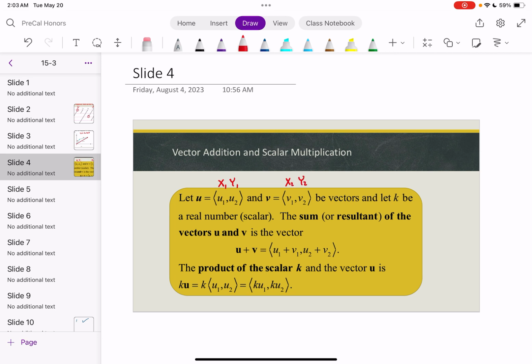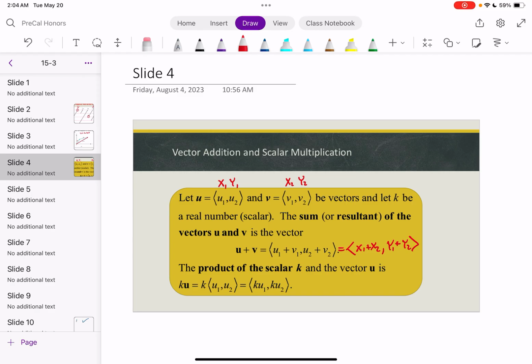Now here what would occur is that we would add our x1 and x2 from each vector and combine them together. So this would equate to the same as our pointed parentheses, x1 plus x2, comma, y1 plus y2. Now keep in mind this would occur the same way with a subtraction problem or a difference problem.